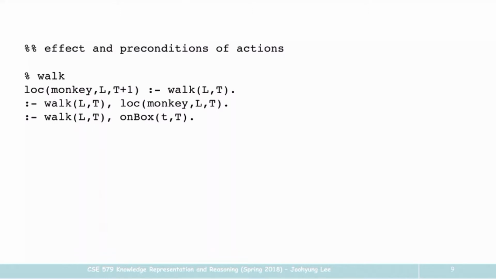The actions and preconditions are more or less straightforward. If we want to say an action's effect, we write the action in the body of the rule. If this action is true, then this becomes true at the next time. So we have this timestamp t and t plus 1 that ranges over non-negative integers. If the walk action is executed between time t and t plus 1, then at t plus 1, the final time, the location of monkey is at the destination L.